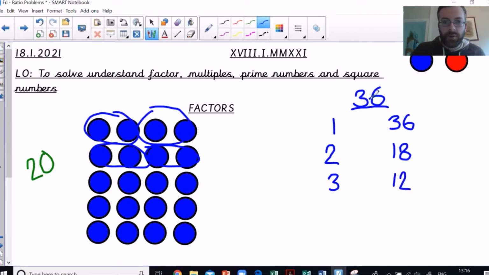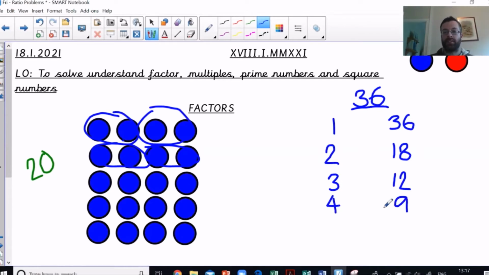Then, does 4 go into it? Does 4 go into 36? Hopefully you realise it does. And it's 4 times what equals 36? Well, it is 9. Does 5 go into 36? No, because that just goes into 35 and 40.